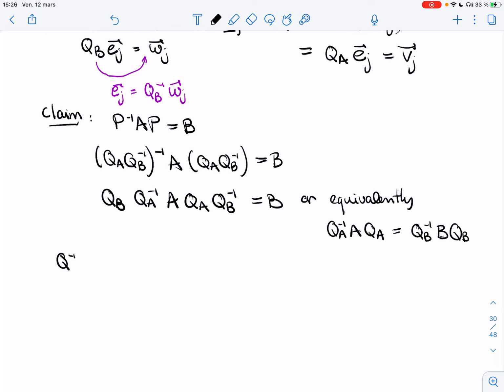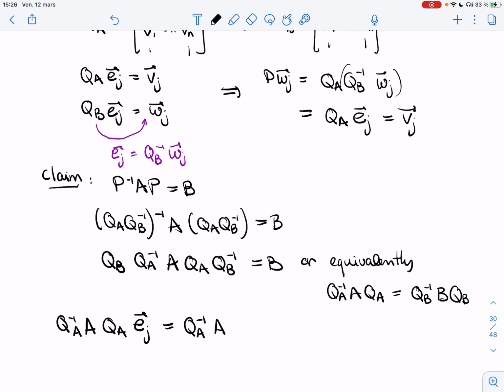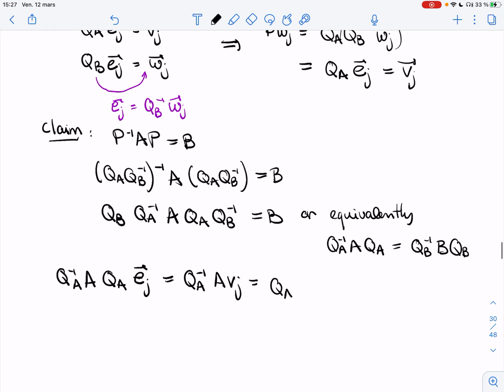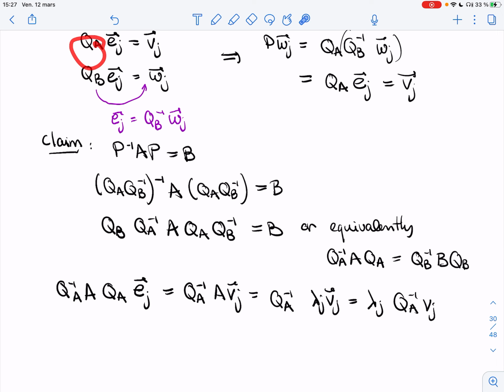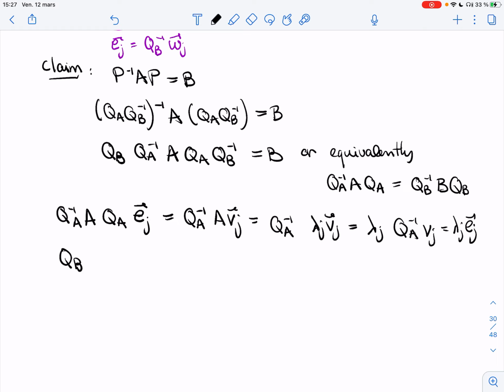All right, so let's check that. What happens when I apply this to, sorry, I forgot the QA. What happens when I apply this to EJ? I'm going to get QA inverse A. QA EJ we said was VJ. And then VJ is an eigenvector, so I'll get lambda J VJ. The lambda J is going to come in front since it's a constant. And then when I apply QA inverse to VJ, I'm going to get EJ back. Same thing for QB, sorry, B. So let's just say similarly, it's the same argument, equals lambda J EJ.